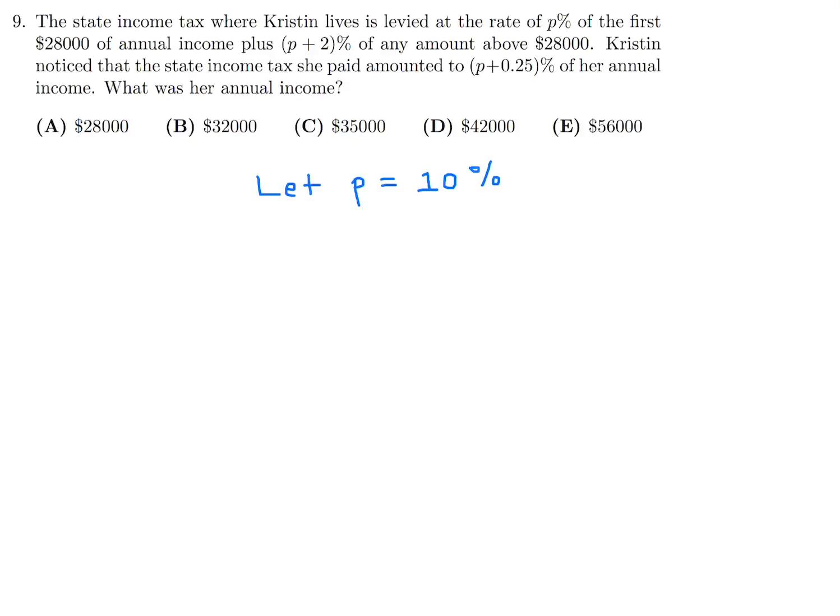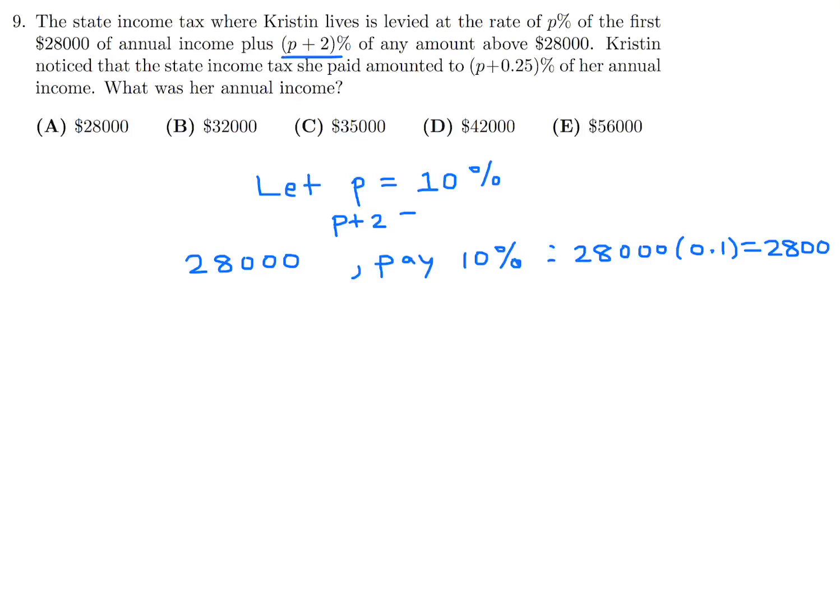So that means that on her first $28,000 of income, she'll pay 10% tax, which we can calculate pretty quickly: 28,000 times 0.1, which is 10%, which is $2,800. So she's paying $2,800 on the first $28,000 of income. And then once the income rises above that, she's going to pay P plus 2%, which in our case is 12%.